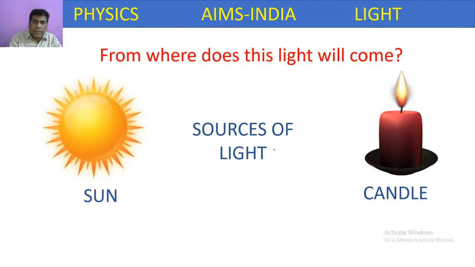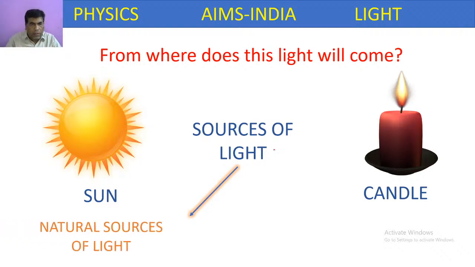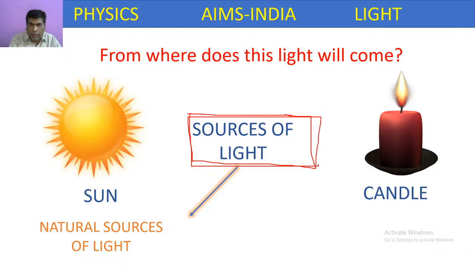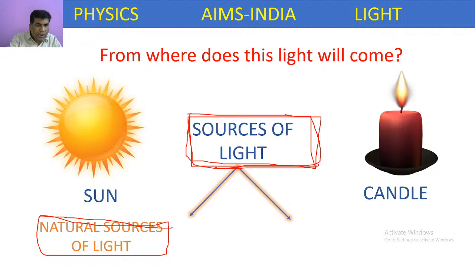The objects which are emitting light are classified into two types according to the generation of light. The sun and candle are considered as sources of light, but these two sources are divided into types. Here, the sun is considered as a natural source of light, because by itself it will emit the light. That's why it is an example for natural source of light.